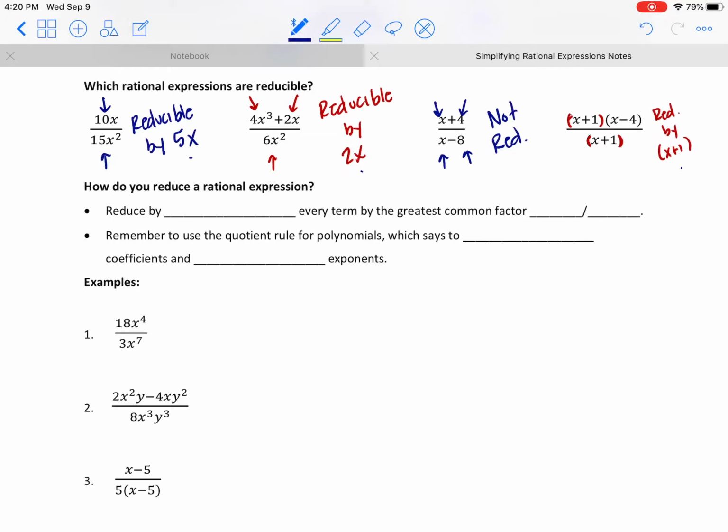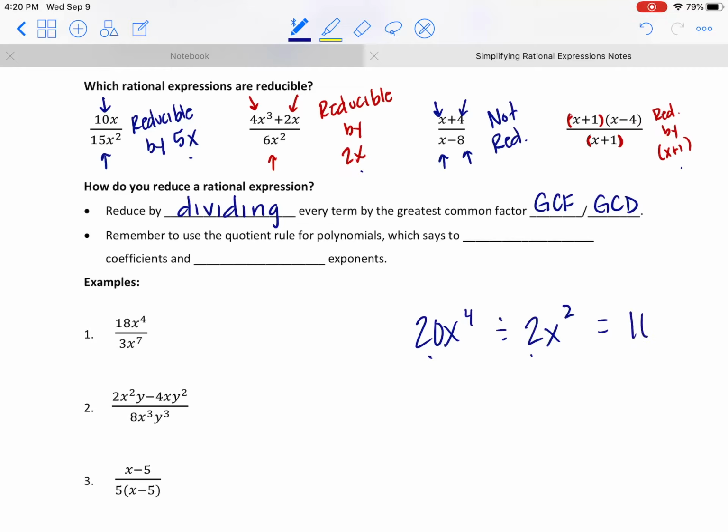So we're going to reduce by dividing every term by that greatest common factor, GCF, or if you're using Desmos to help you identify, it's GCD. And then remember to use your quotient rule. So for example, if you took, I don't know, 20x to the fourth, and you were dividing it by 2x to the second.